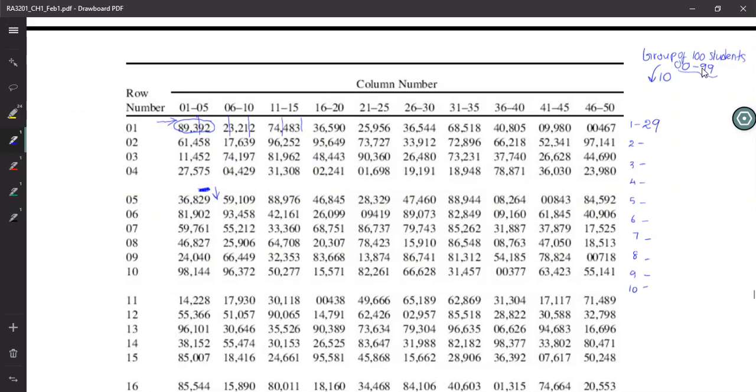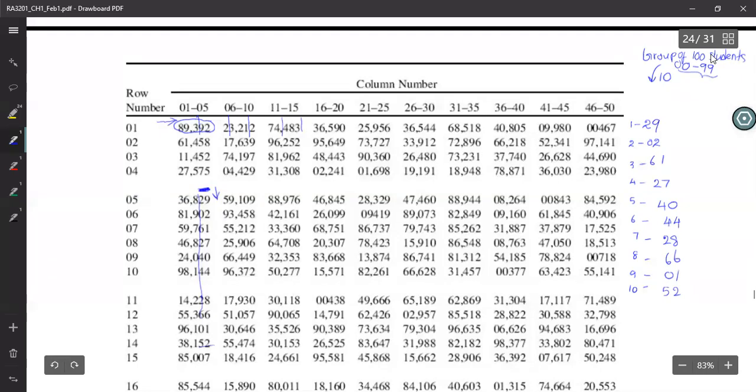So who's the next one? You need only 2 digits. So here are my 2 digits. The next will be the second, so the second person in the index will be my second. Next will be 61st student. Next will be 27th student. Next will be 40th. Next will be 44th. Next will be 28, 66th student, 52, 52nd student. So when it comes to here, my sample is now done.